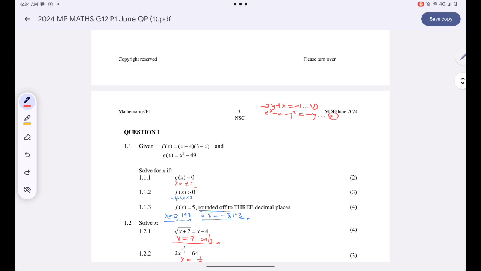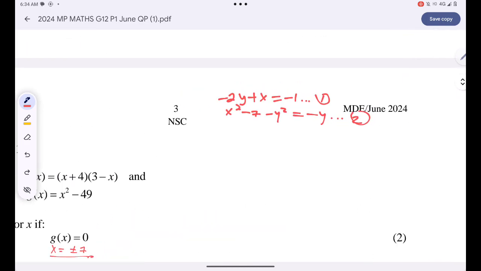Yeah, I've copied correctly. Okay, for me to solve simultaneously, guys, I must solve one variable at a time. So from equation 1, I can therefore say x is equal to 2y minus 1. By doing this, I'm creating equation 3, right? So now I can substitute equation 3 into equation 2. Whenever I come across x, I'll just substitute 2y minus 1.